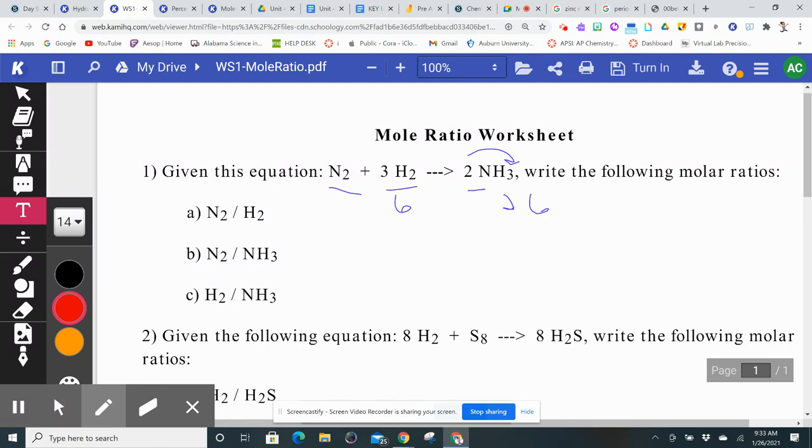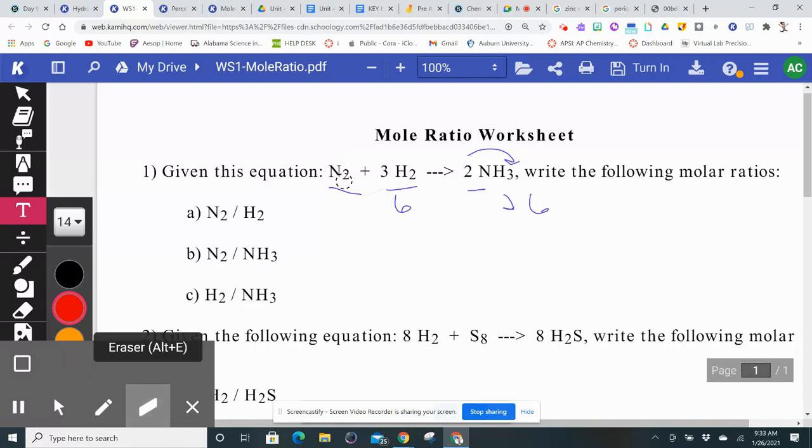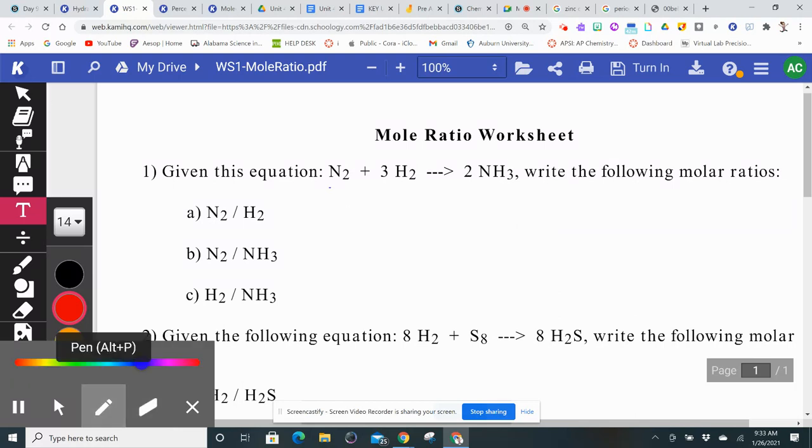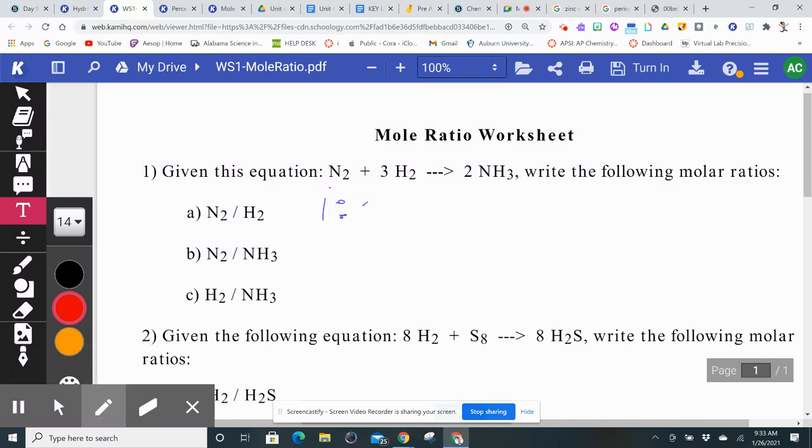Okay? So the ratio for nitrogen to hydrogen, okay, I would look here. There's no coefficient in front of the nitrogen. That means it's an understood 1. And there's a 3 in front of the hydrogen. So my ratio is 1 to 3. That's it. That's all you've got to do.